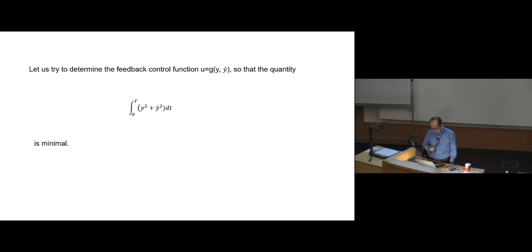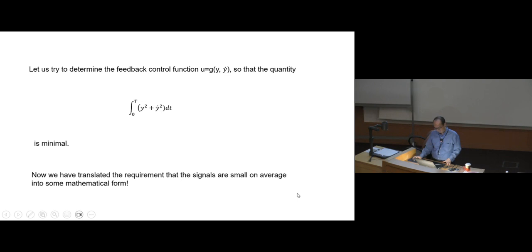All right, therefore we want to design the control law, u equals, this is the feedback control, so that the quantity, the integral of this, because we want the position and also the speed small on average. We want to make this integral minimum. Now you can say we have translated the requirement that the signals are small on average into some mathematical form.